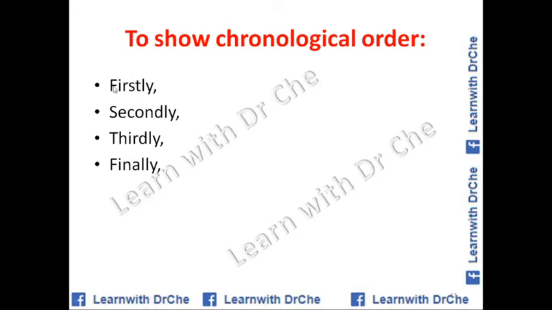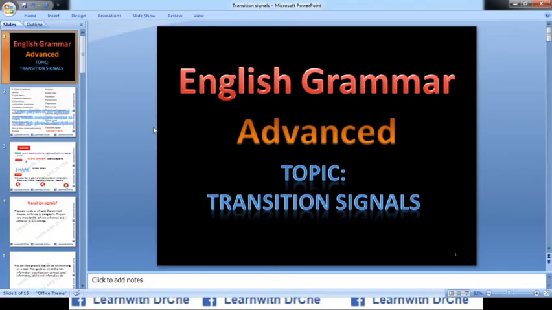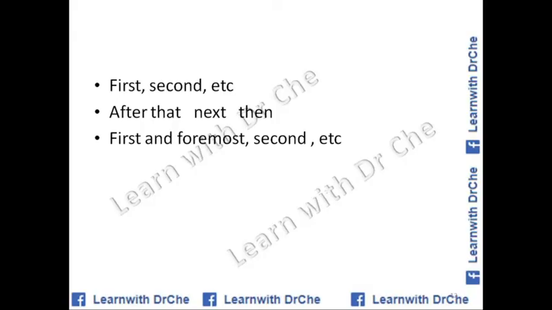So this is the language: firstly, secondly, thirdly, finally; we use a comma after them. And first, comma, first this happened, and second this, after that this happened, next this happened, then, first and foremost, second. So this is the language to talk about chronological order in your essays.